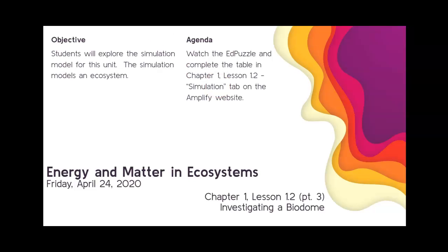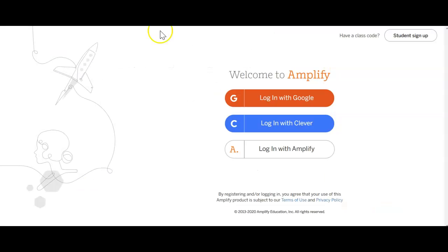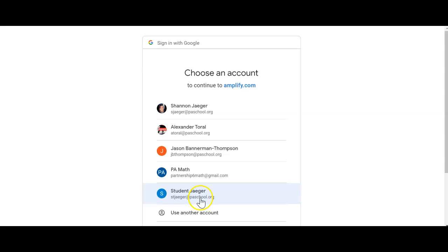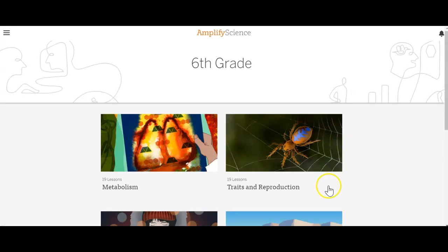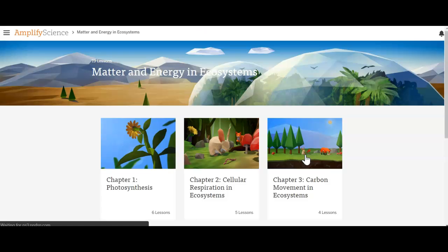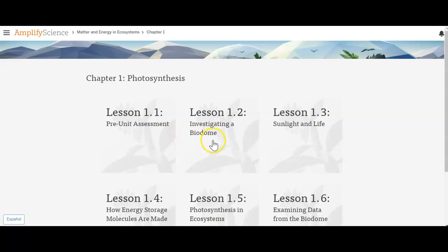So the first thing you're going to do is you are going to click on the Amplify website that was attached in the Google Classroom assignment. You are going to log in with Google. And you are going to log in with your PA Google account. And when you log in, it's going to bring you back to this, and you are going to choose this unit, Matter and Energy and Ecosystems. From there, you are going to choose Chapter 1. And then we are on Lesson 1.2, Investigating a Biodome.